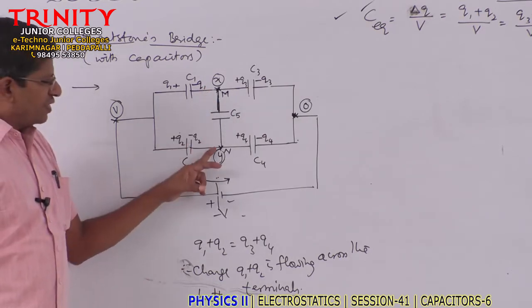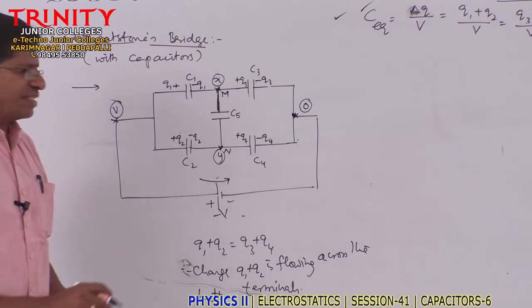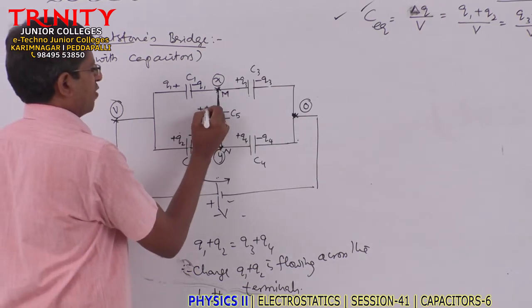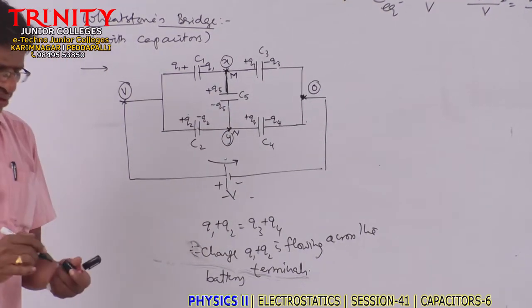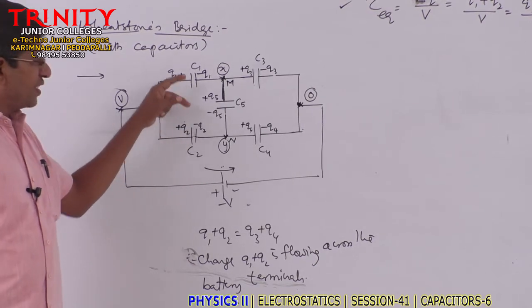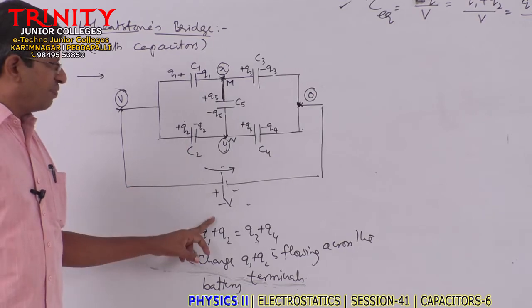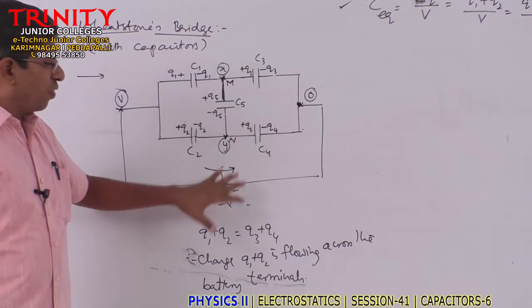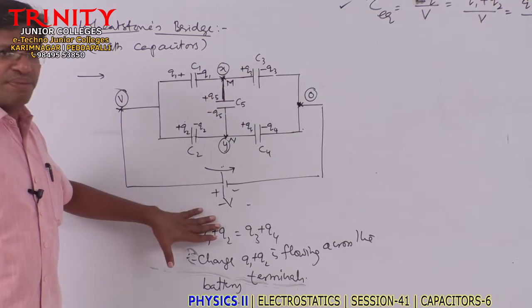So these are called junctions or nodes. Here there are various questions that can be asked. What is the charge on Q1 in terms of C1 and V? What is the charge on the capacitor C2 in terms of C2 and V? And Q3 and Q4 in terms of the known capacitances and the potential difference of the battery?